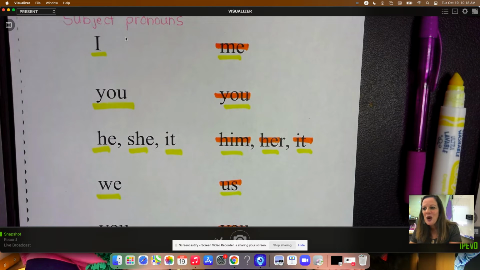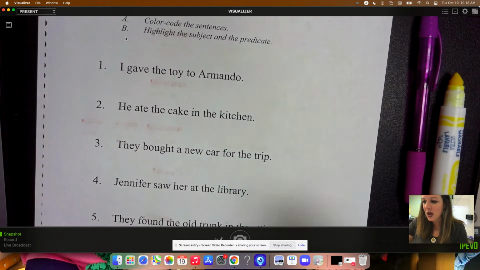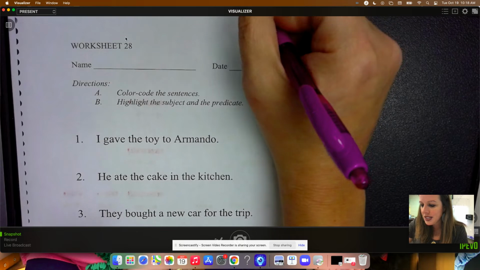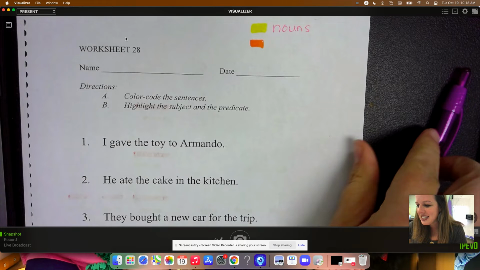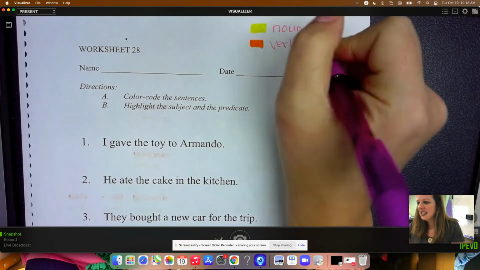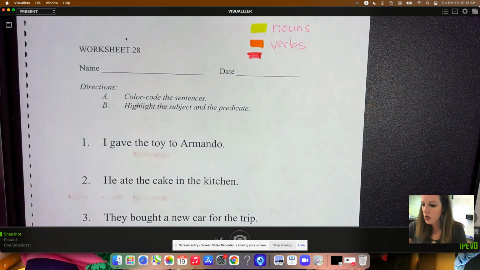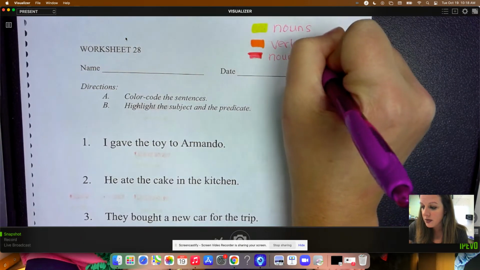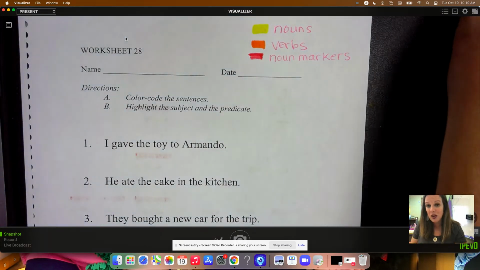Okay, let's turn our paper over. The first thing we're going to do is make a quick key, just like we always do. And of course, our yellow is going to represent our nouns. You're so smart. What about our orange? What's that? Our verbs, of course. What about if we have some noun markers, some articles? Remember, noun markers are often called articles. They're synonyms for each other, and they let us know that a noun is coming. A, an, and the are noun markers.